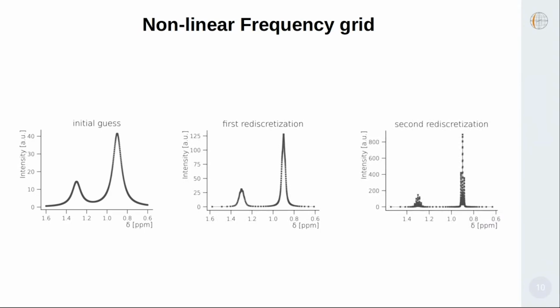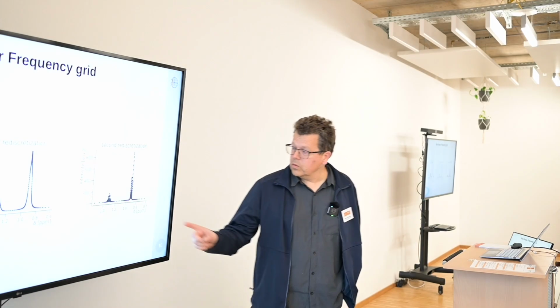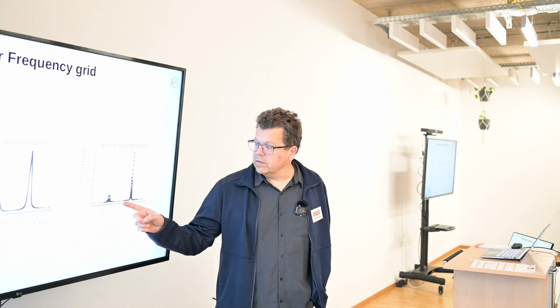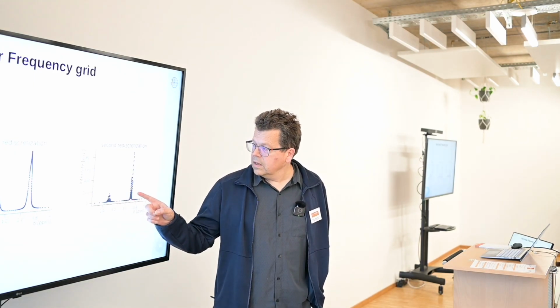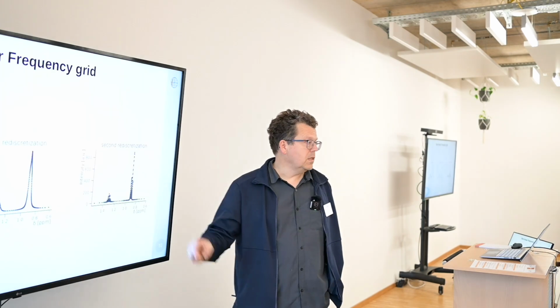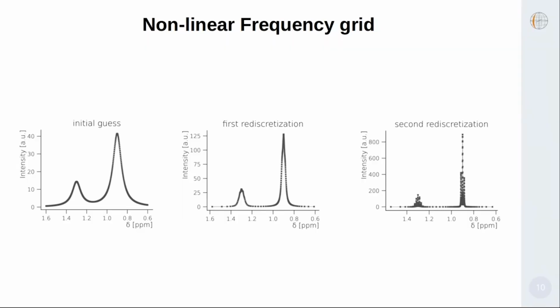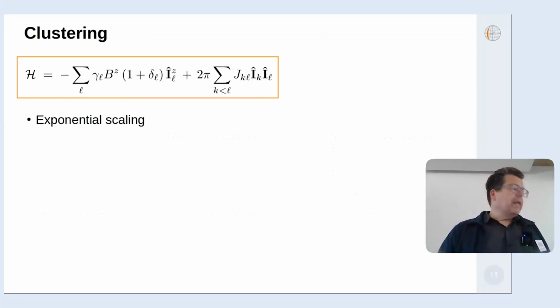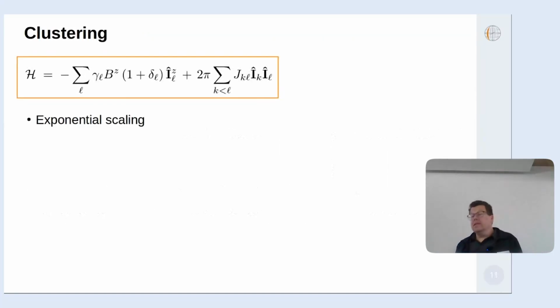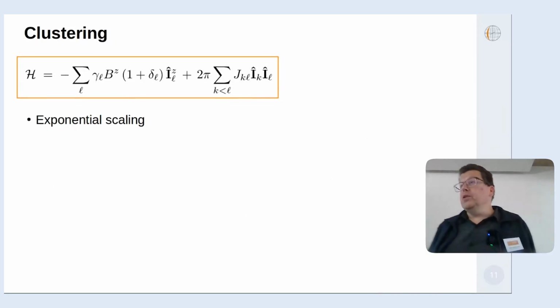Okay, and then as we have here only a few points where we anyway don't have a signal, and we have a very high resolution actually at the peaks. And this helps a lot if you have very sharp peaks, and many of them. Still, the algorithm scales exponentially hard.